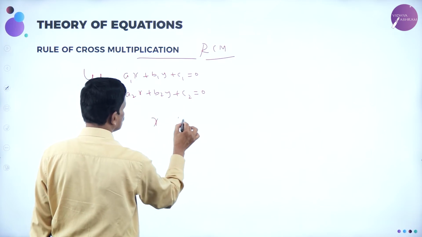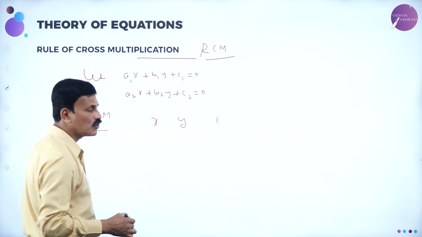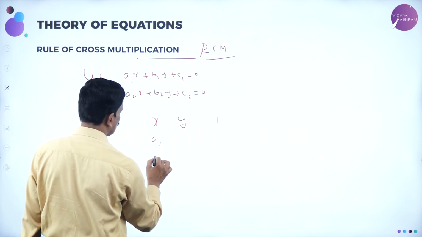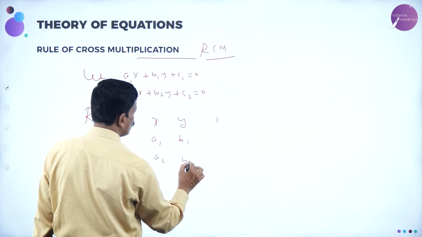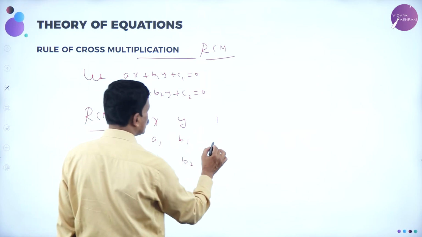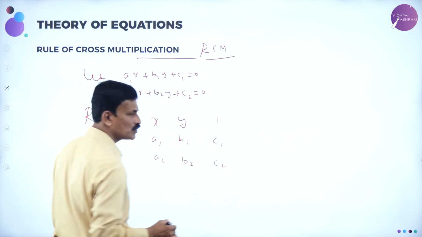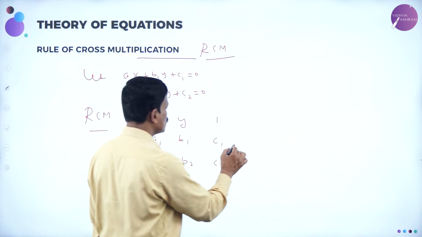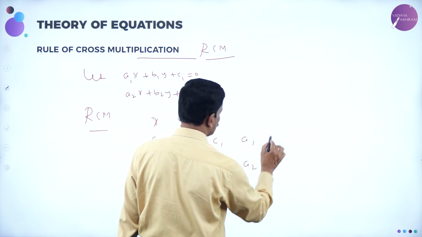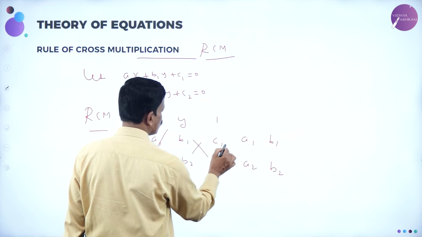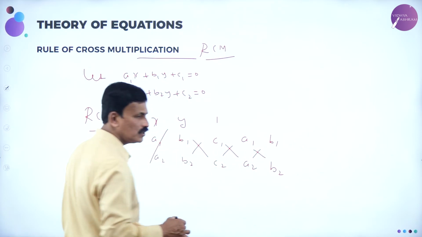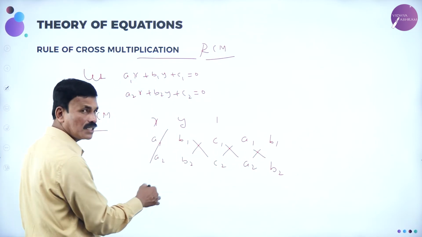First, write down x, y and constant, and the coefficient of x is a1, a2 below this. Below y, write down the coefficient of y, b1, b2, and below 1, write down the constants c1 and c2. Repeat the first two, a1, a2, b1 and b2. Strike the first and cross multiply like this. Just strike the first one and cross multiply.